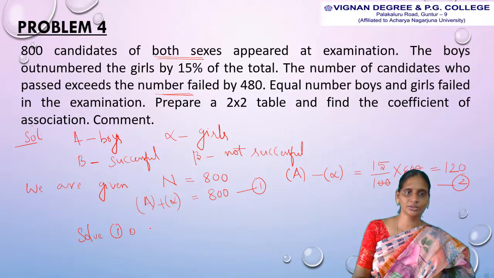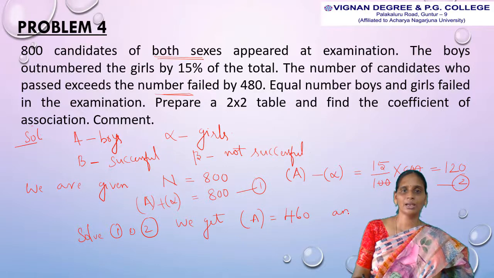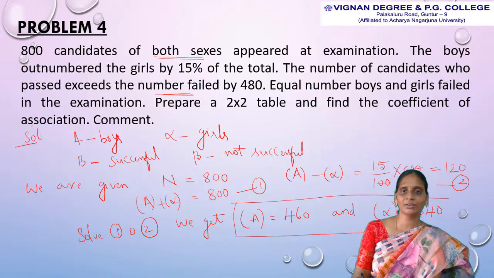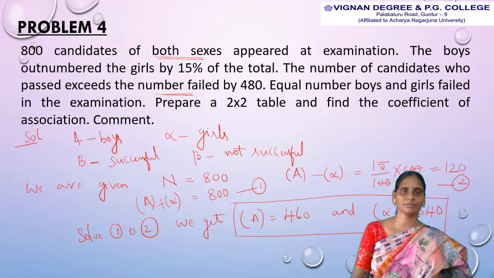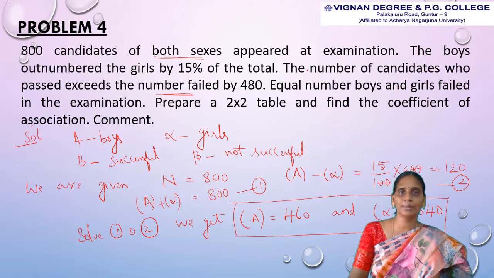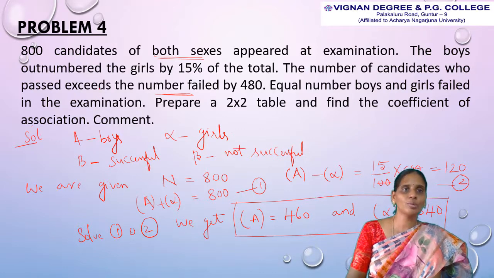Solve 1 and 2. We get frequency of A is 460 and frequency of alpha is 340. In the next slide we have to find out the number of candidates who passed exceeds the number failed by 480.